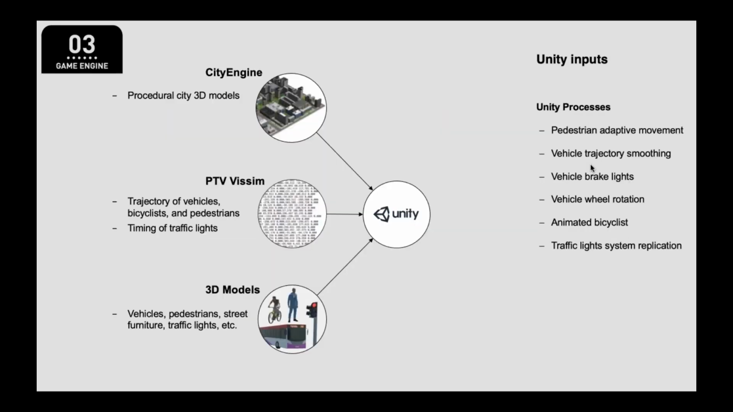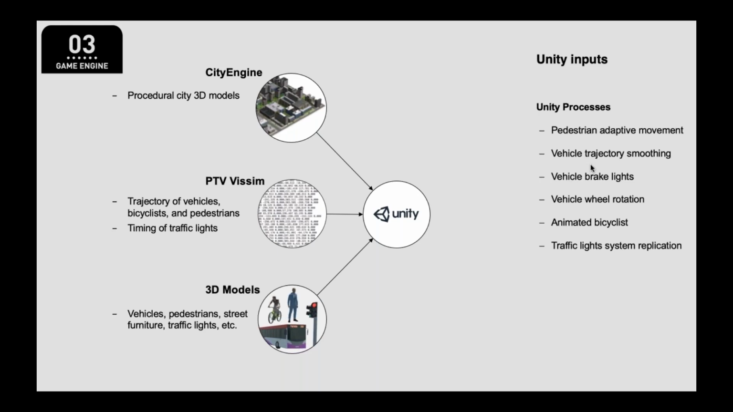The third component of this study was Unity, which is a game engine for better representation of the model to the participants. From CityEngine, we got the 3D models. From PTV Vissim, we obtained the trajectories of the vehicles, bicyclists, and pedestrians, and the timing of the traffic signals. We obtained some 3D models, again for better representation of the objects in the virtual environment, and we imported them all into Unity. What we needed to do in Unity was to have a finer modeling of the movement of the agents in fractions of a second, just to have a smooth movement. For instance, we also needed to adjust for the vehicle wheel rotation.